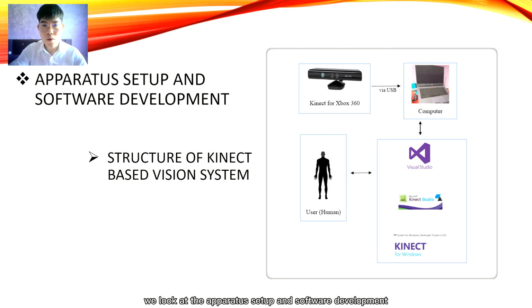So next, we look at the operator setup and software development. The structure of the vision system starts from the connection between the Kinect sensor and the laptop, then run the software developed in the Visual Studio, and the human will be positioned in front of the sensor for the skeleton joint detection and recognition.